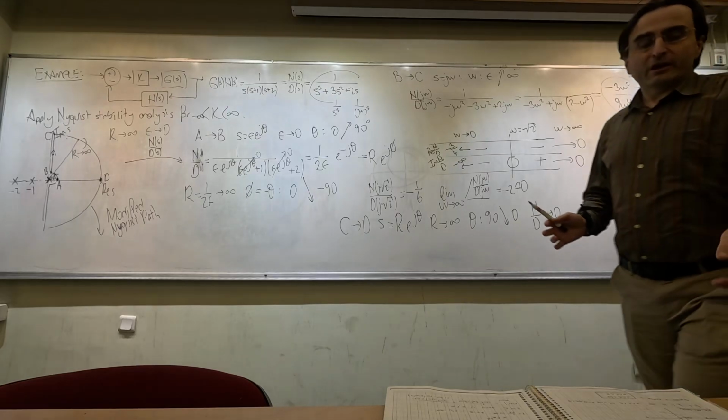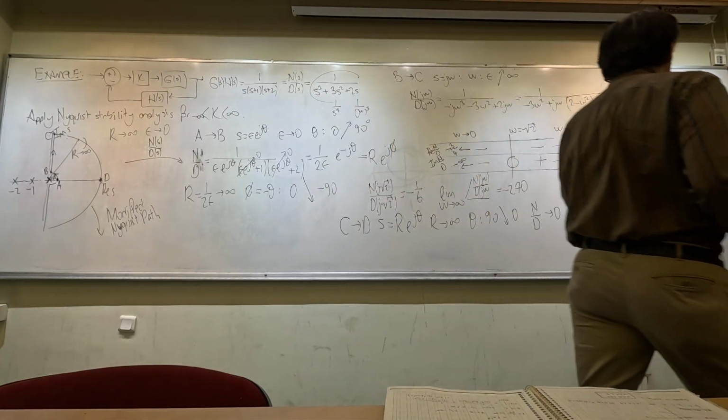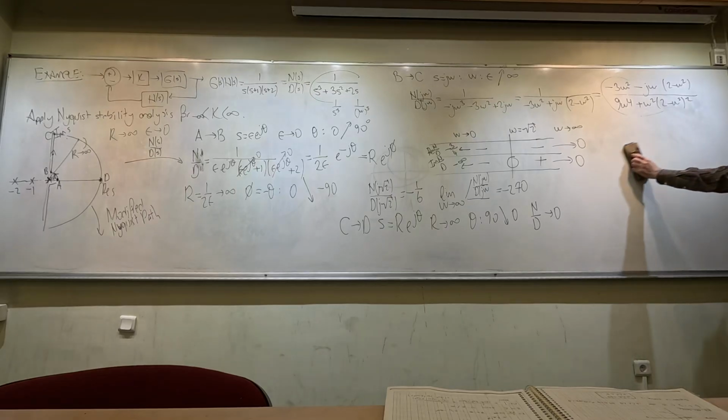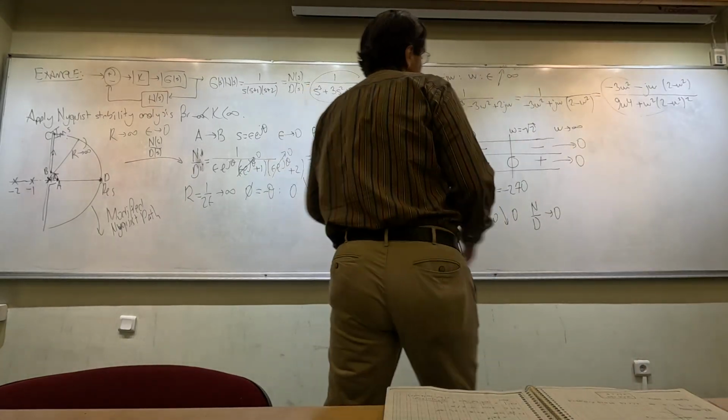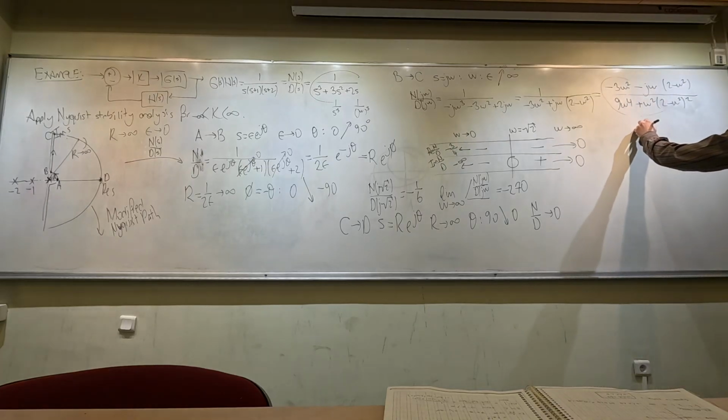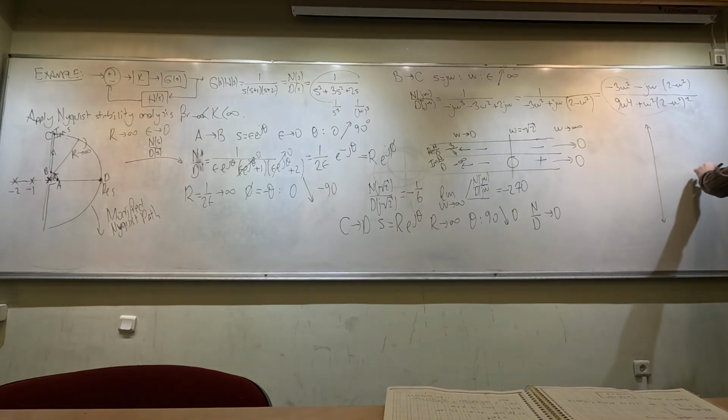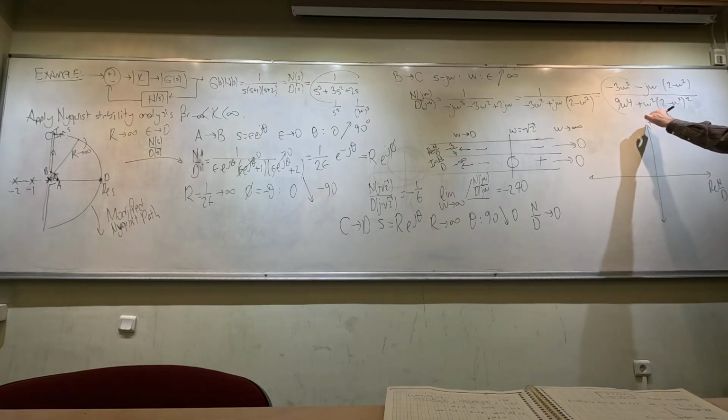So now we have made all of the analysis necessary, and the only thing that I have to do here is to draw the Nyquist plot. So I will start here. This is my real n over d and imaginary n over d plane.